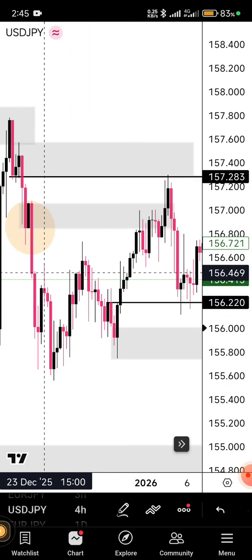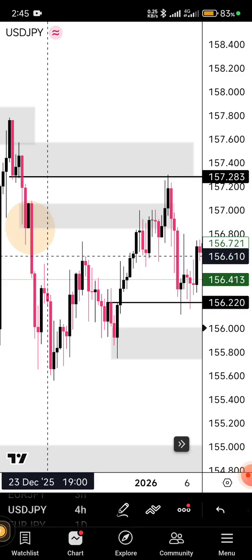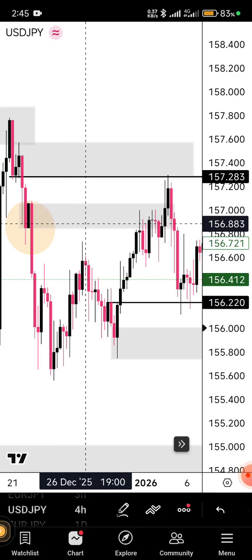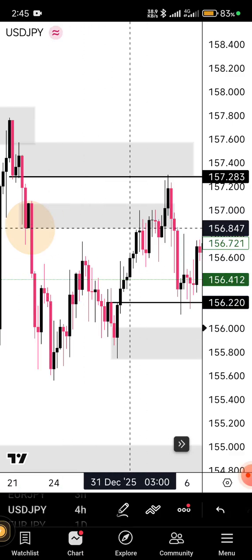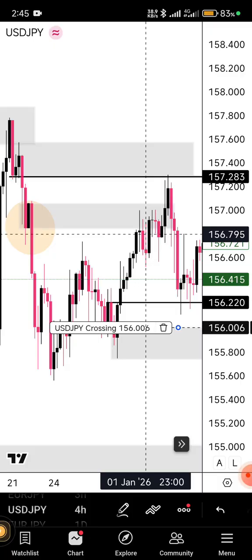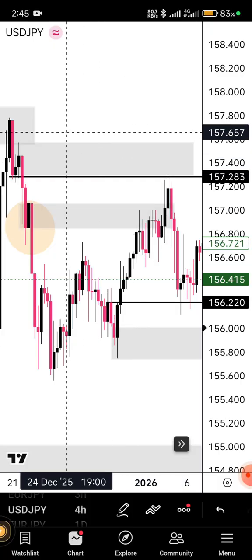Even this one could have acted as inducement. All right, you can see it. So you just box it and wait. Once price comes in there, you can use your alert and put it there.